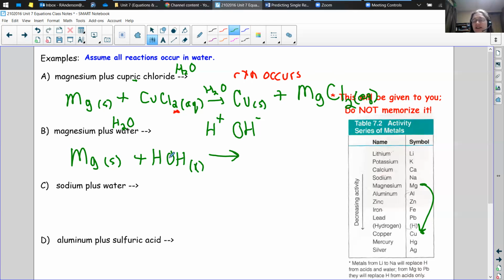But so the question is, is this reaction going to occur? So let's take a look here on our activity series. And so we're having magnesium replacing hydrogen. So yes, it's higher, but note down here: metals from magnesium to lead will replace hydrogen from acids only. So because it is water, this is a case of no reaction.